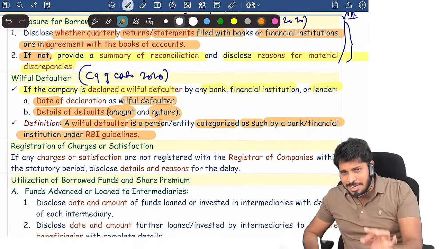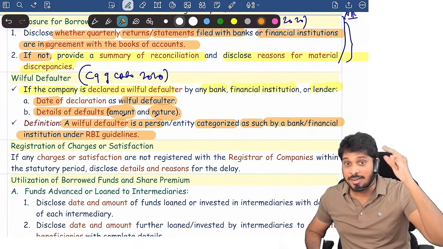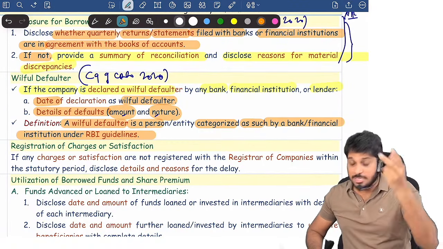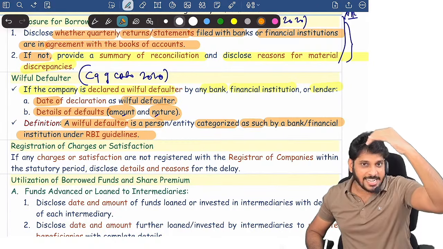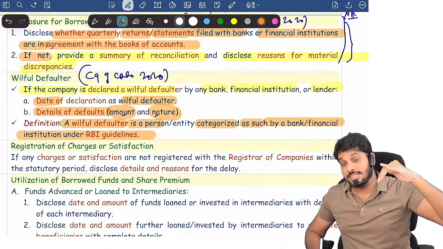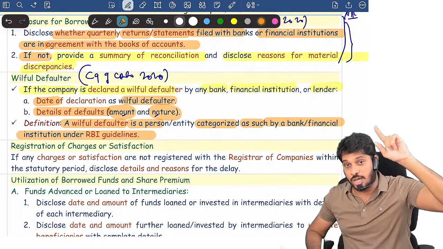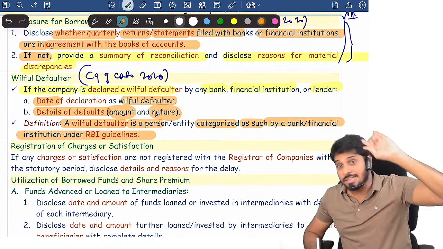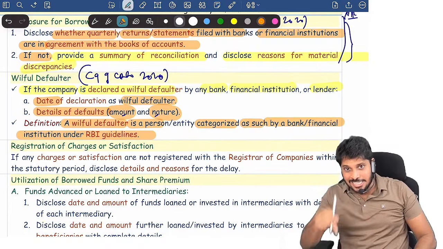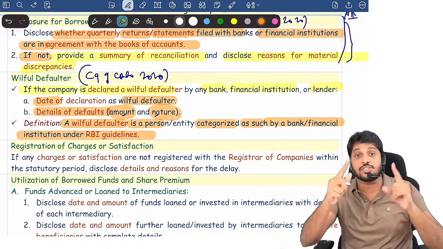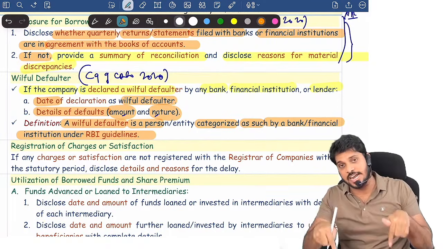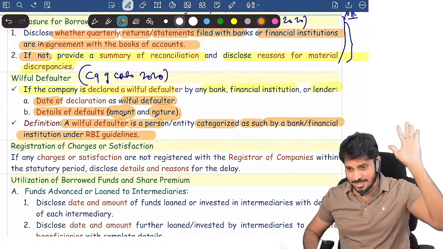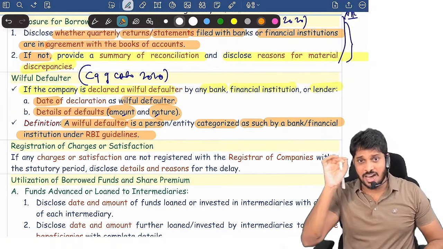Remember, a similar requirement is there in CARO clause number 9, subclause 1 and subclause 2. Subclause 1 is regarding details of default, lender-wise we need to give. Clause number 9, subclause 2 is whether the company is declared as a willful defaulter by any bank. That is an audit reporting requirement, whereas this is additional regulatory information which the board of directors has to give in the notes to accounts of the financial statements. That's it, guys. So another ARI is completed.